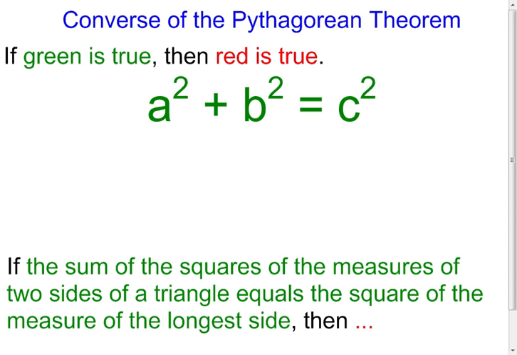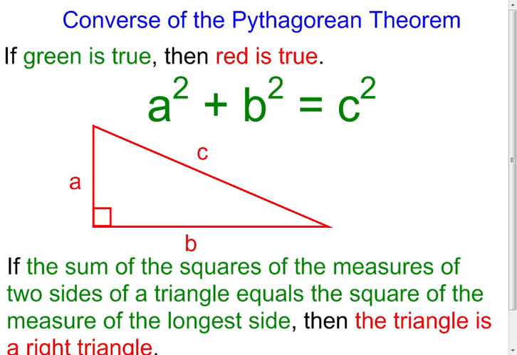Now the converse of the Pythagorean theorem, this one's also true. So now you go backwards the other way. The last one, the Pythagorean theorem, said if it's a right triangle, then this little equation works. Well, the converse says if the equation works, then it's a right triangle.